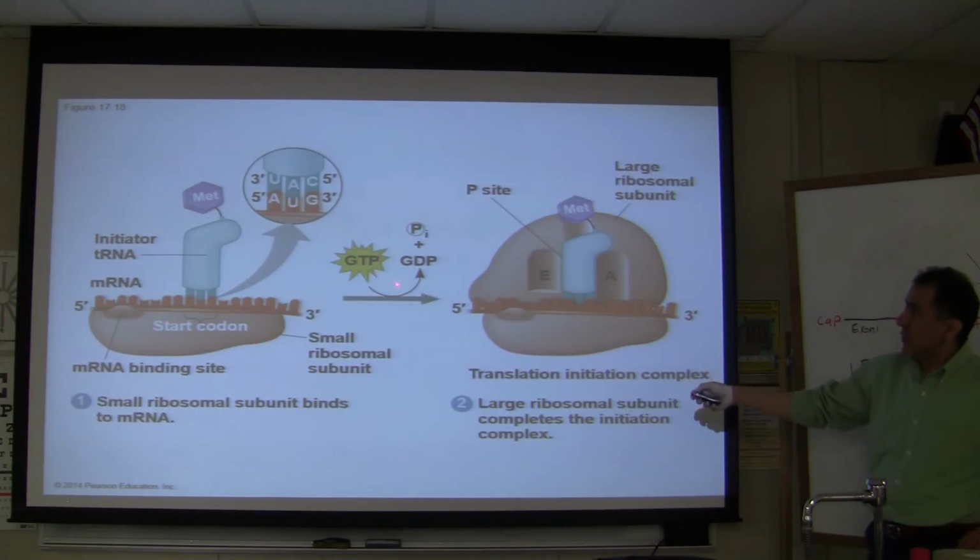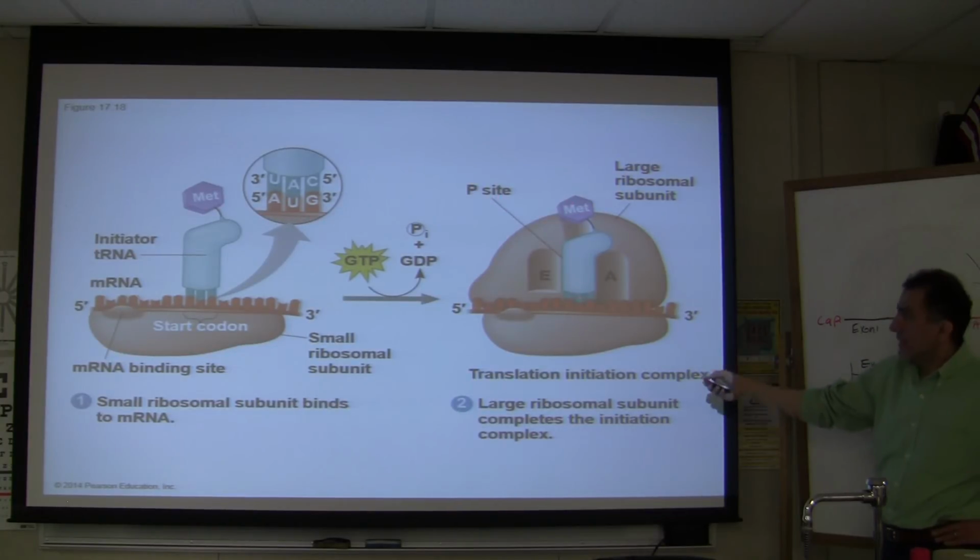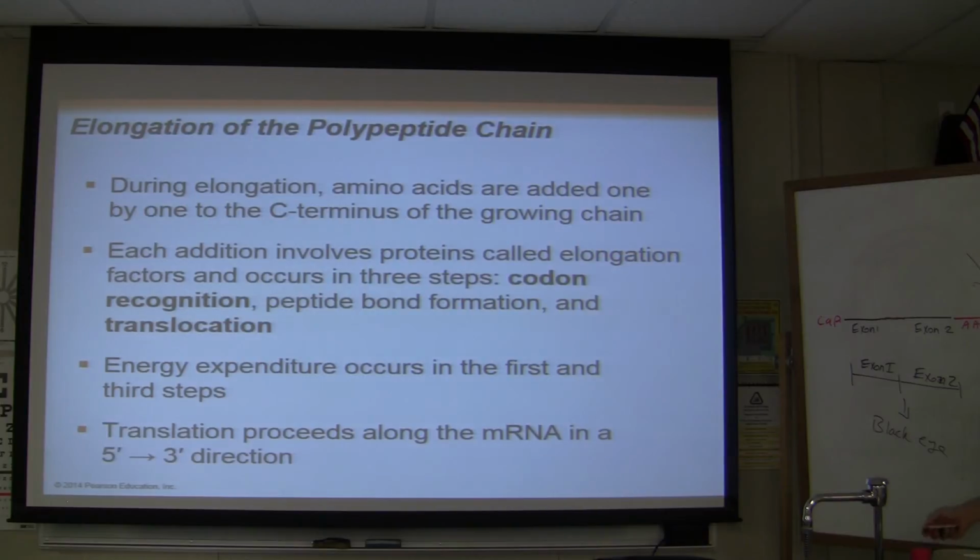Right here, let's go over it. GTP is needed for combining the anticodon to the codon. Right here is the P side, and then the elongation of the polypeptide chain.